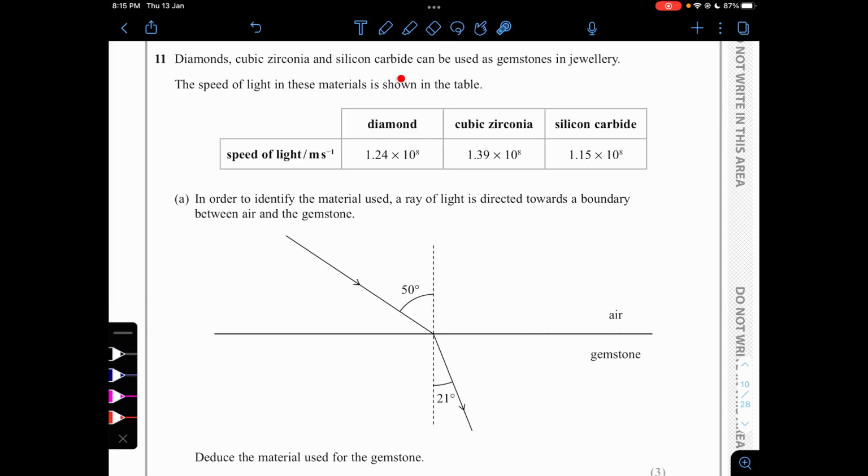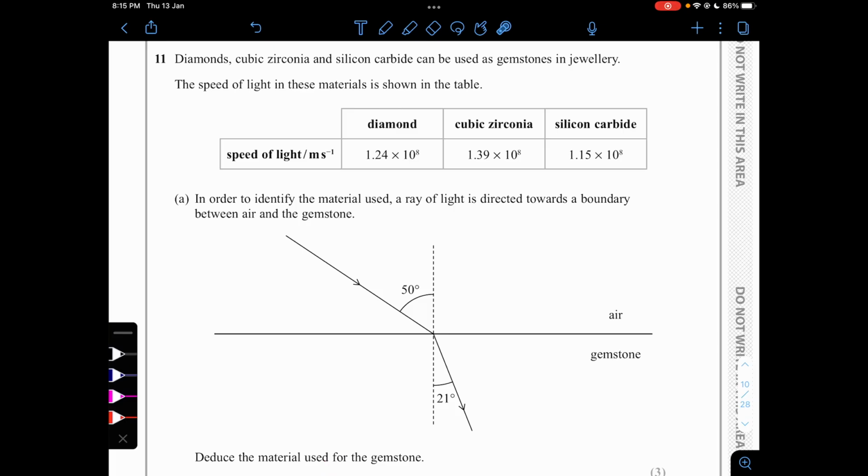Diamonds, zirconia, and silicon carbide can be used as gemstones in jewelry. The speed of light in these materials is shown in the table. In order to identify the material used, a ray of light is directed toward the boundary between air and gemstone. So 50 degrees in air and 21 degrees in the gemstone. Deduce the material used for the gemstone.